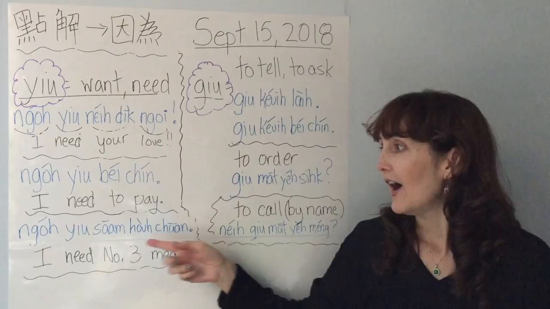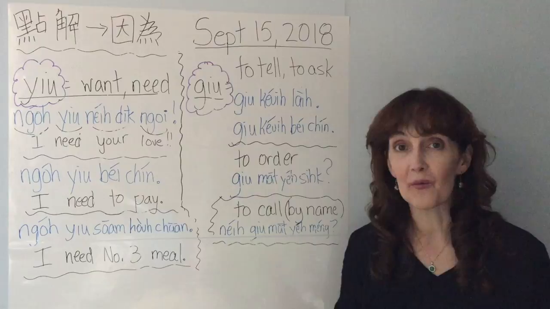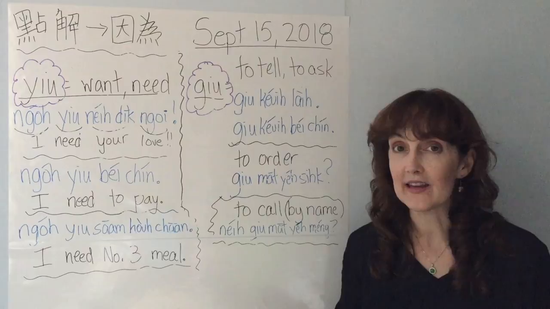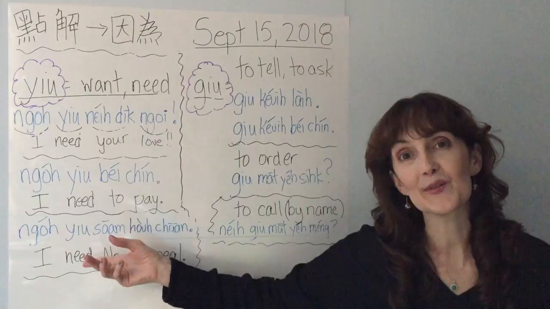But actually in English, you wouldn't be saying I need, right? You wouldn't go into a restaurant, I need number three. You probably would be saying I would like to have, or I want, or just even number three meal, please. And if you remember, that's exactly right in Cantonese. They try to shorten everything, right? So you really would probably just say, sam ho chan guy. But for my purposes for today, we want to talk about the you. So I've added this one in for the ngwa you, sam ho chan.